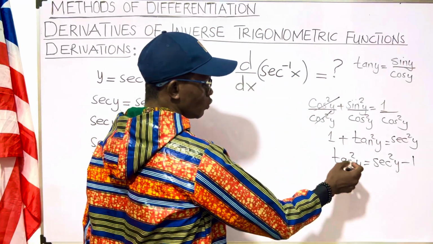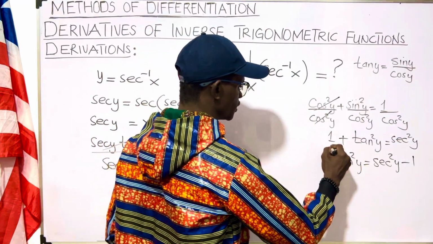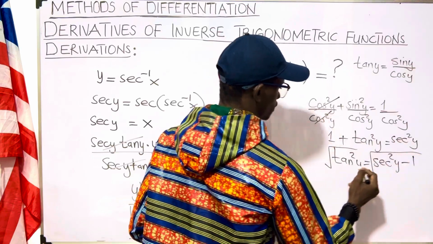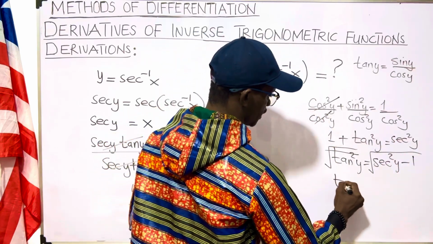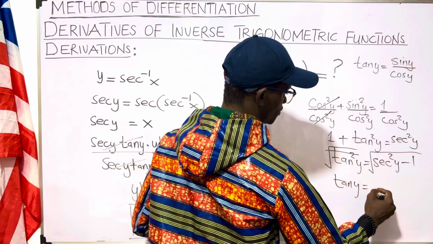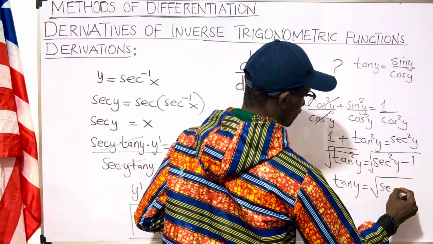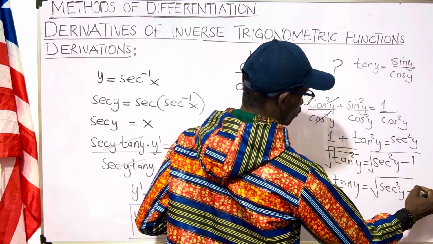We want to solve for only tangent, not tangent square. So we can take the square root on both sides. So this cancels, and we're left with tangent of y equal to the square root of secant of y all squared minus 1.